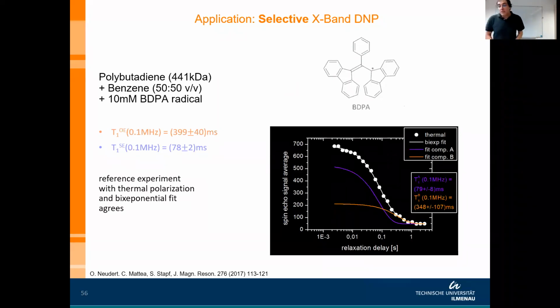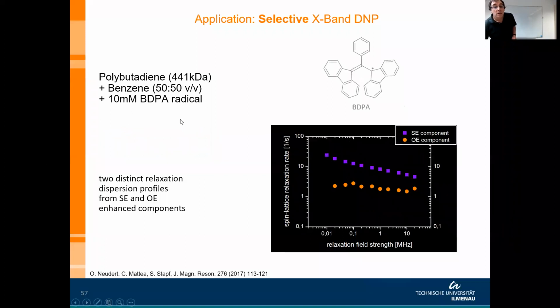And this is basically, let's say, the implications are in our understanding quite big, because it's a way to selectively enhance either one system or the other system in a two-component system, for example, a multi-component system. And this is quite advantageous and can be done by the field cycling.